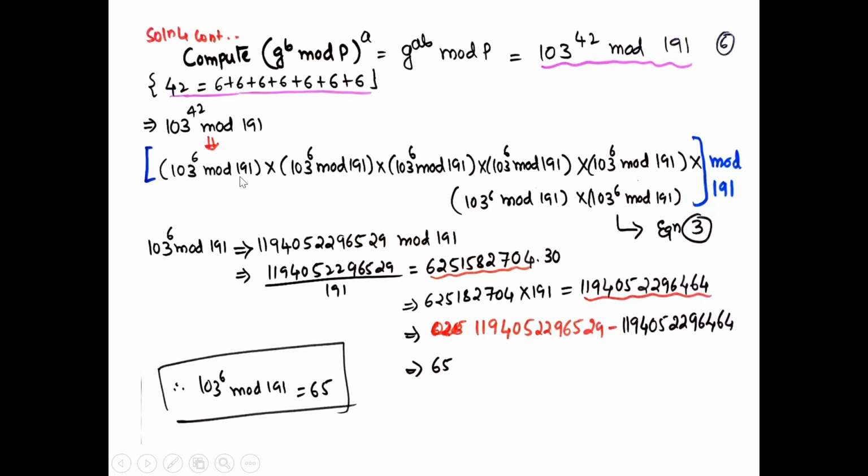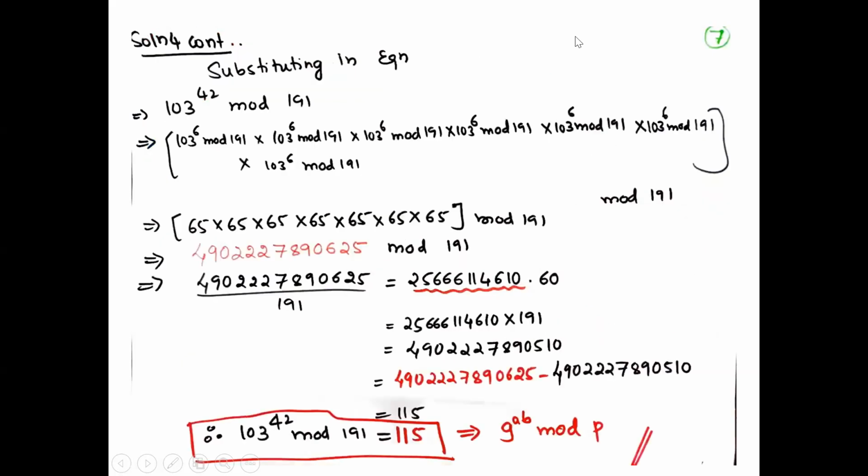So substitute 65 over here in equation number 3 and apply whole mod 191. By substituting it in the equation, 65 into 65 into 65 into 65 into 65 into 65 into 65, 7 times, mod 191. By multiplying this, the value comes around 490,222,789,0,625 mod 191. So how to get the value of this? Again, do it in a simple calculator. Divide this number by this number. Take out the decimal part.